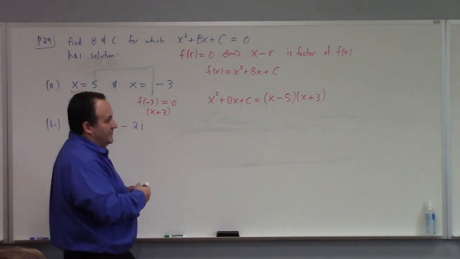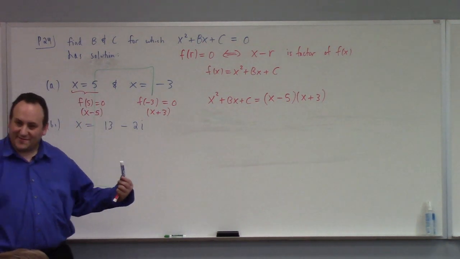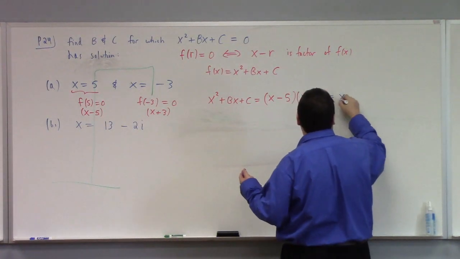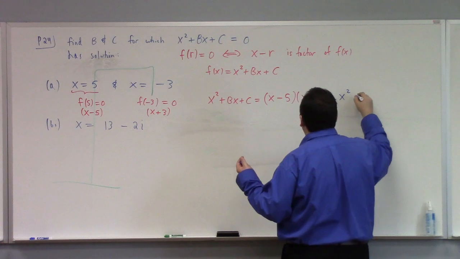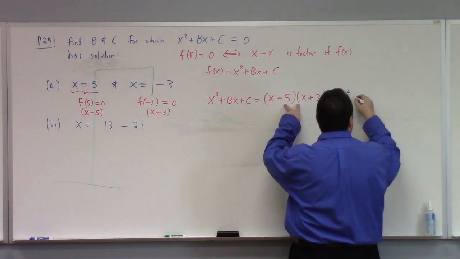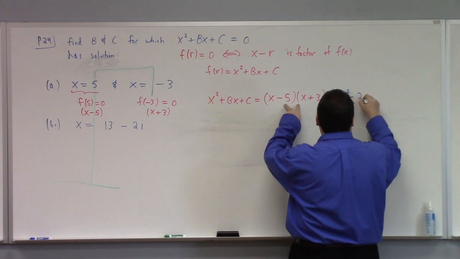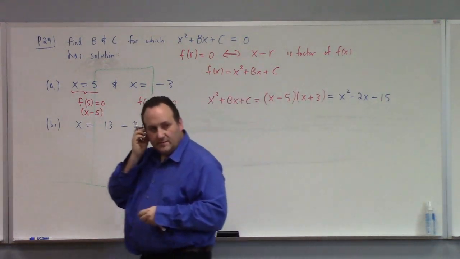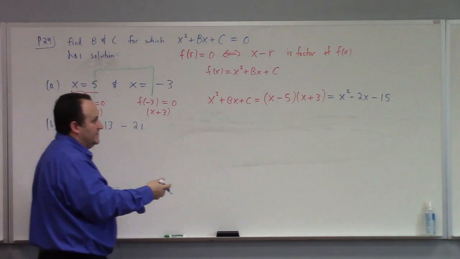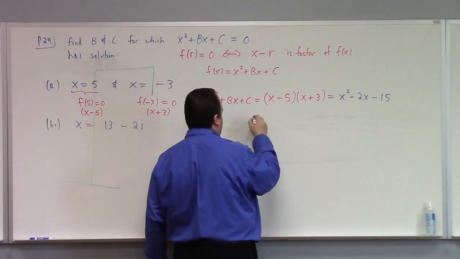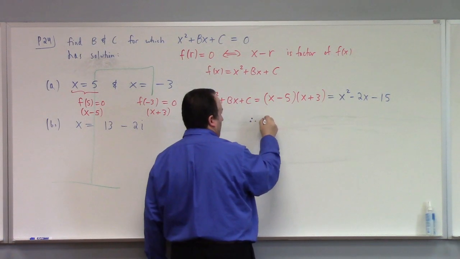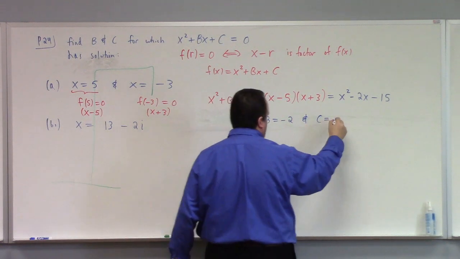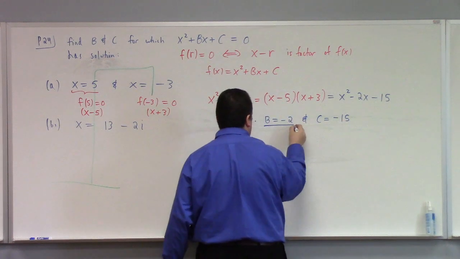To figure out b and c, we just have to multiply it out. So this is like a reverse problem, yeah? So if I multiply that out, I get that, right? So by inspection, b is equal to -2, and c is equal to -15. That's how you work this kind of problem.